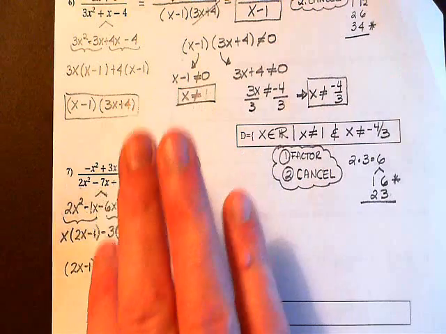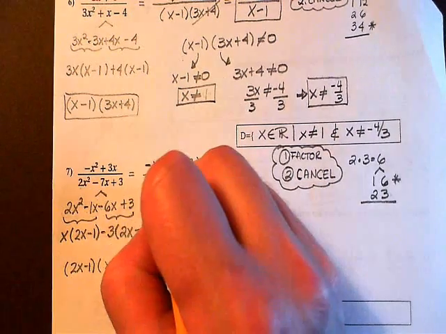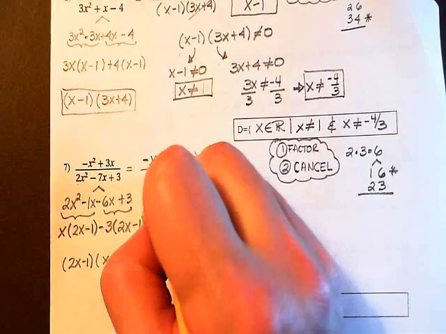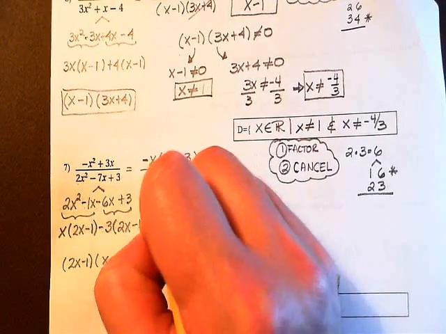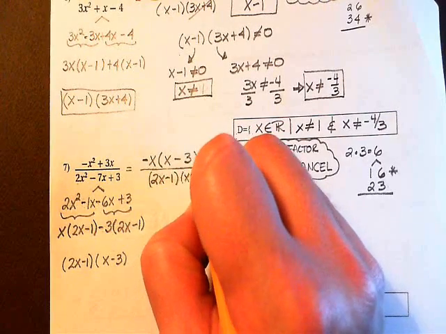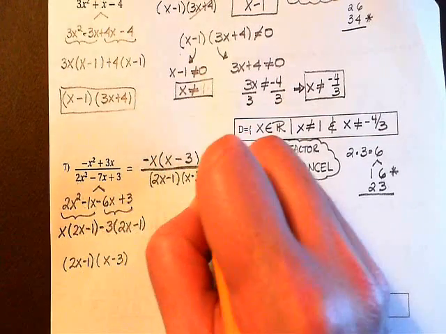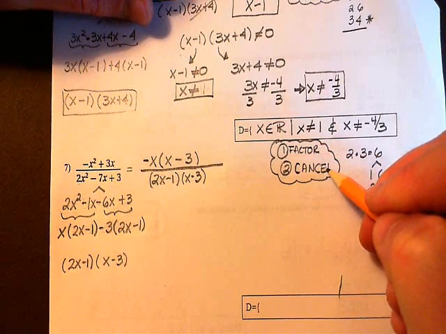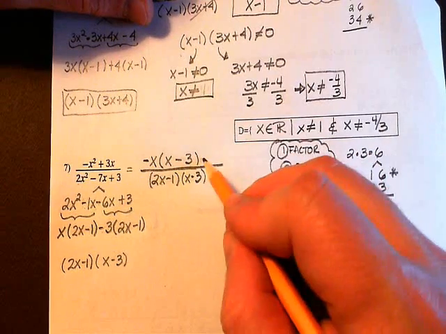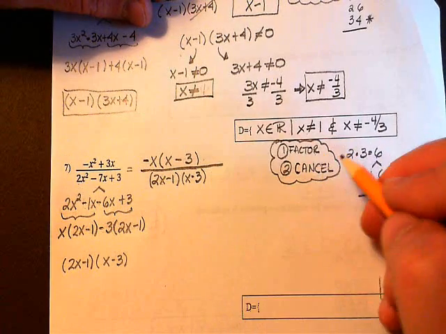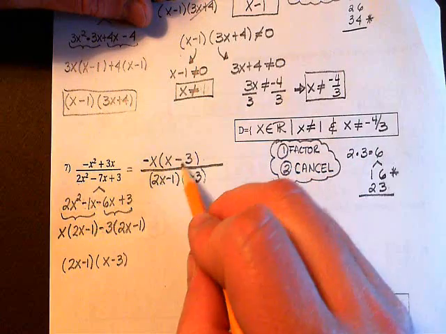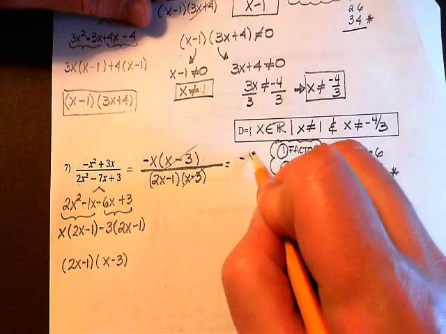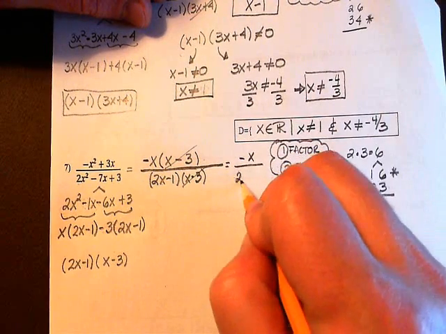Okay, so I factored from here to there. So I'm going to copy that over here. So this would be 2x minus 1 times x minus 3. Alright. So what I accomplished is I factored the top and I factored the bottom. So now I'm ready to cancel. I notice I can cancel the x minus 3. So that means I'm left with negative x on top, and on the bottom I have 2x minus 1.